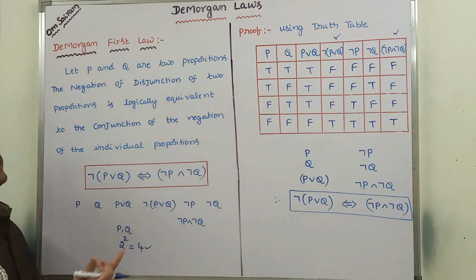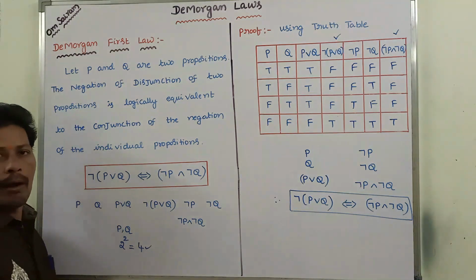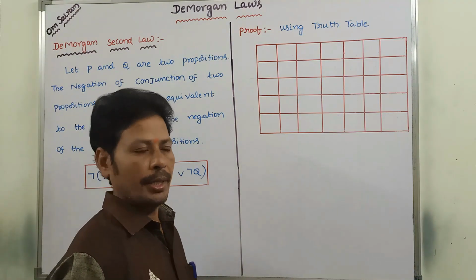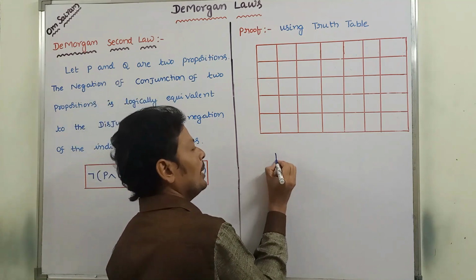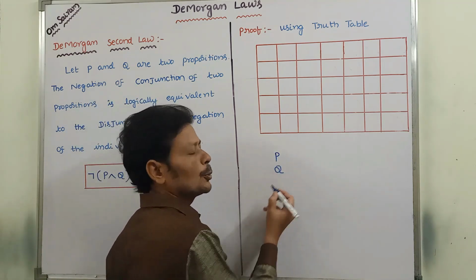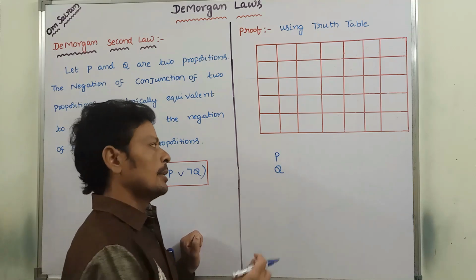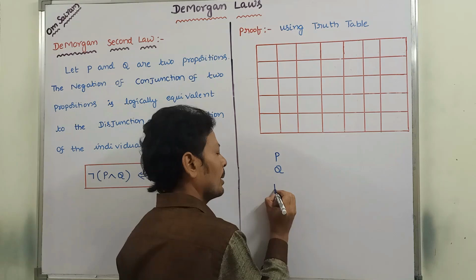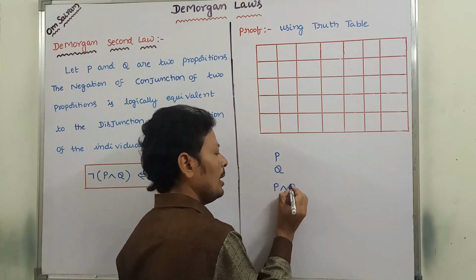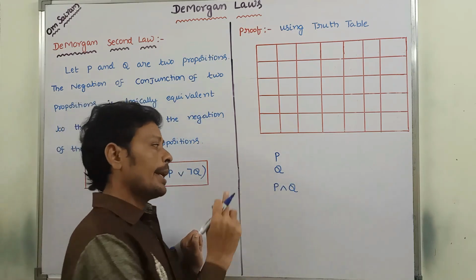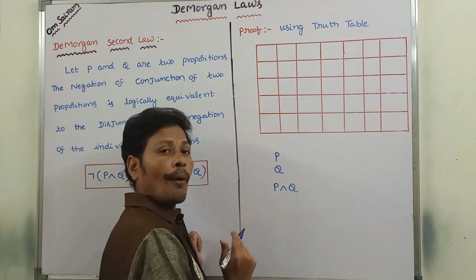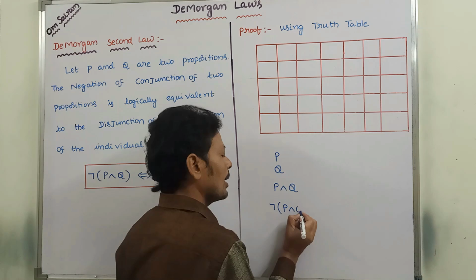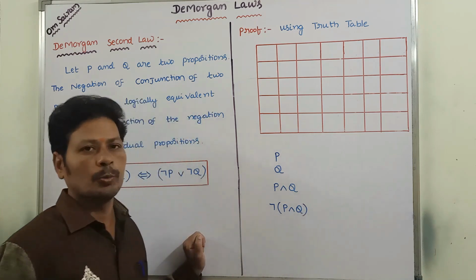Then we can go for DeMorgan's second law explanation. Let P and Q be two propositions. The conjunction of two propositions P and Q can be denoted by P and Q. The negation of the conjunction of two propositions can be denoted by negation of P and Q.